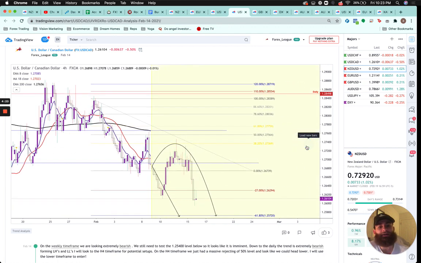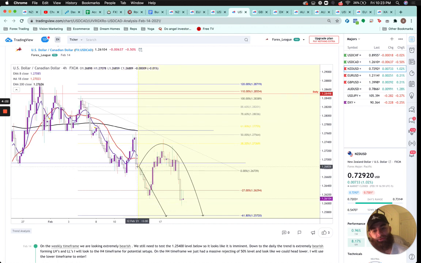So let's see how it played out. We did head lower right off the jump from the market open. We headed 60 pips lower. Then we actually retraced back up, which I would have then re-fibbed, and then we had more selling opportunities all in here on UCAD. So look out for next week's analysis.